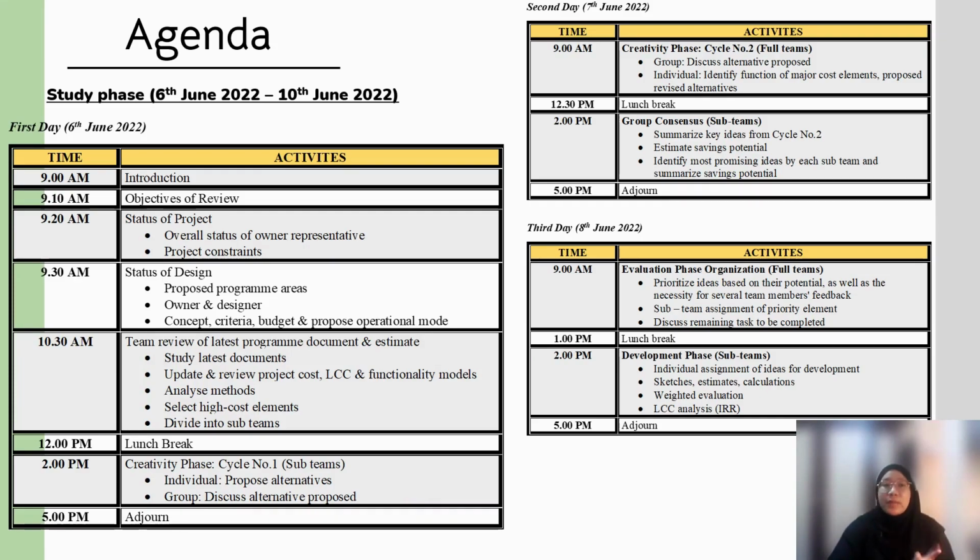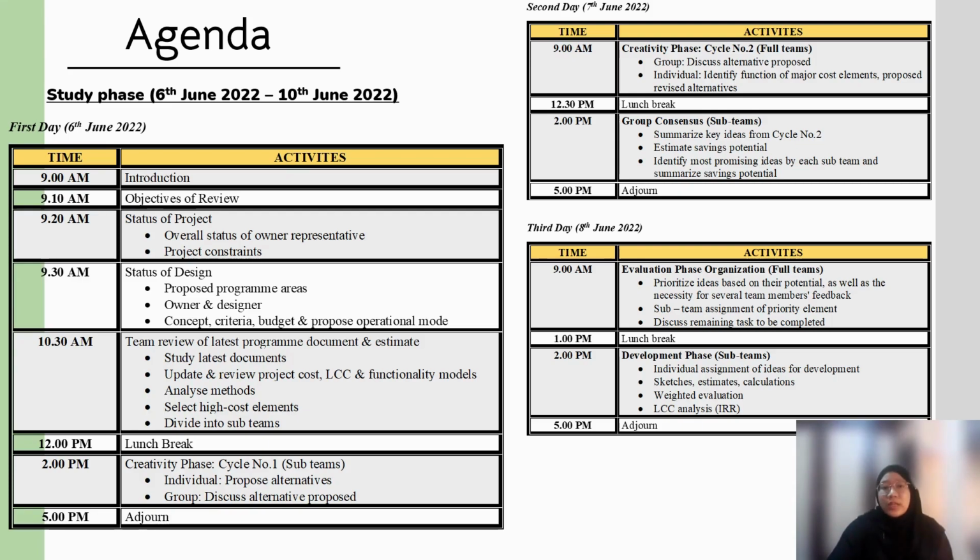On day 1, the time is from 9 am until 5 pm, where there is an introduction of the members, a brief about the objective and status of the project and design, and the team will review the latest program document and estimation. In the afternoon, it continues with the creativity phase. On day 2, the time is from 9 am until 5 pm, where the creativity phase is continued, and in the afternoon, it summarizes all the ideas, identifies the most promising ideas, and gets the group consensus.